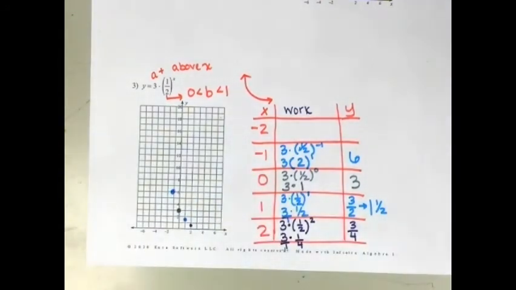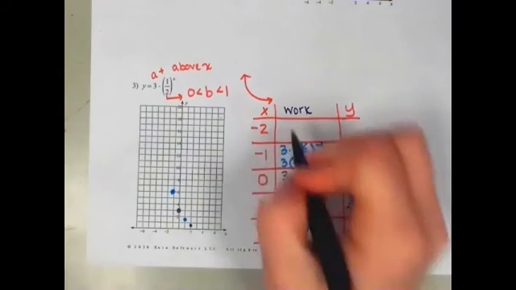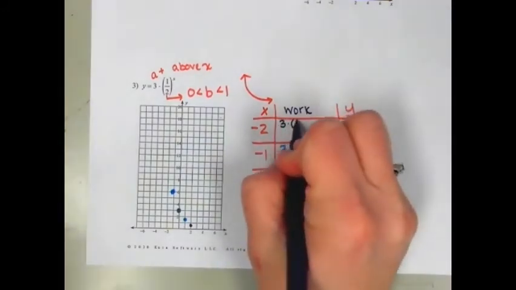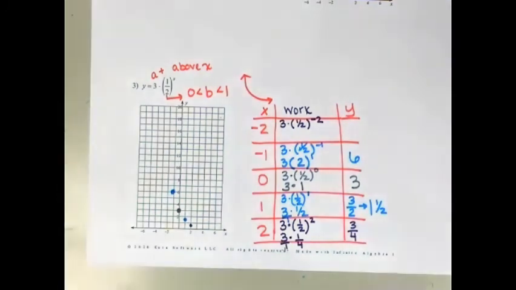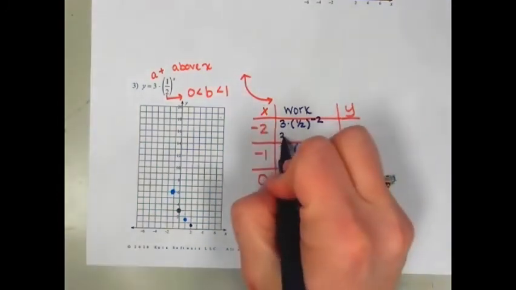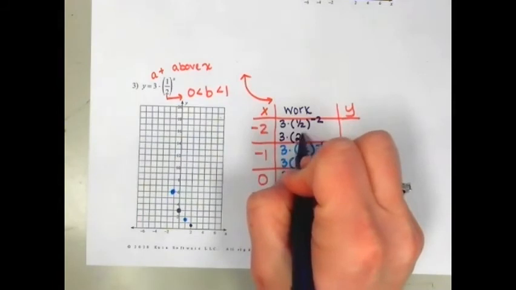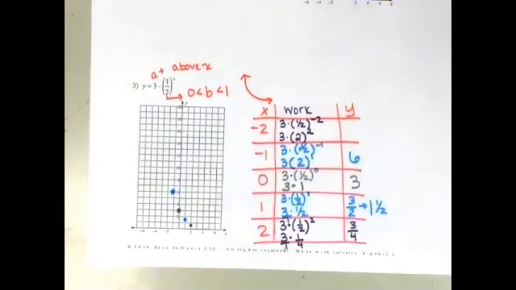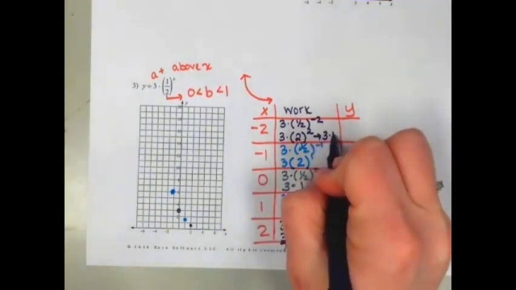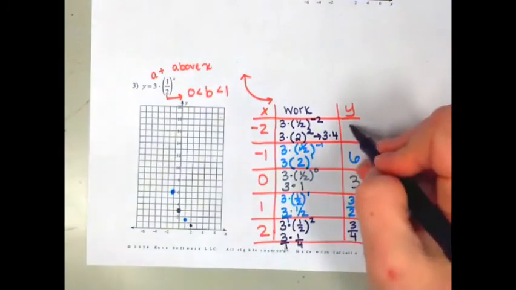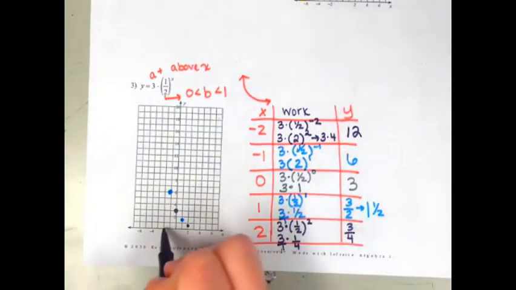Now, do you guys see your pattern a little bit or no? No, that's okay. Let's do the last one. 3 times 1/2 to the -2nd power. We have a negative exponent, so what do I have to do with that fraction? Flip it, which is just 2, and then that -2 becomes a +2. So what's 2 squared now? 4, and 3 times 4 is 12. So could you graph -2, 12?